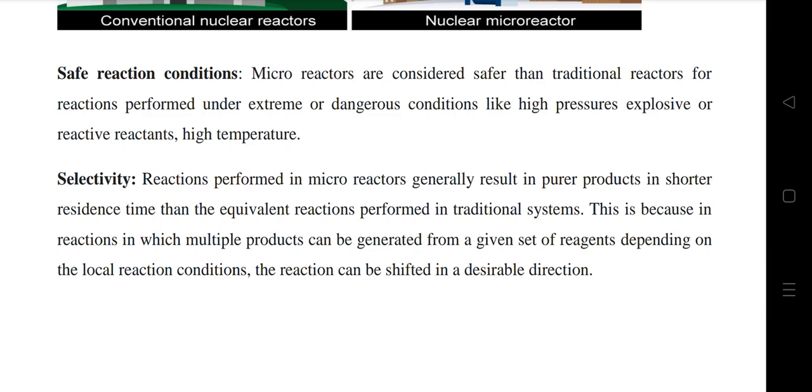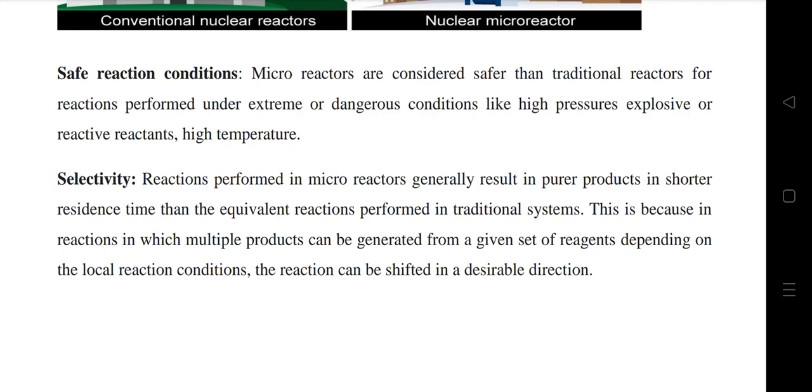Microreactors are considered safer than other traditional reactors because the reactions performed under extreme conditions like high pressure, explosives, or reactive high temperature are performed in a controlled way. So it is a safe reaction condition.